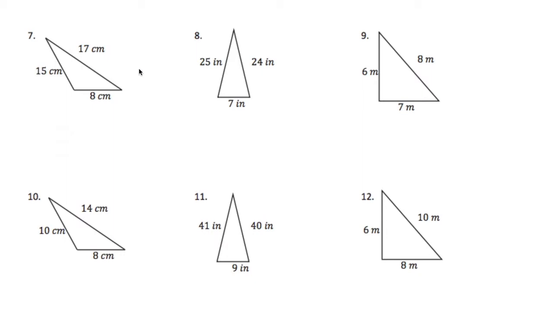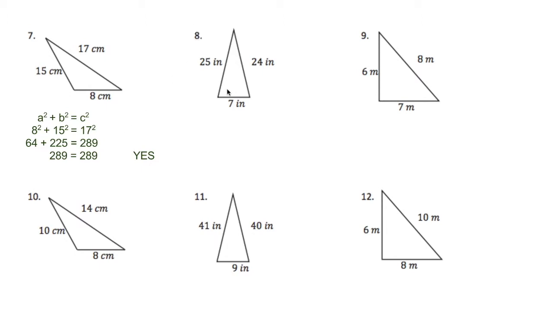And this is what it looks like on number 7. You have A squared plus B squared equals C squared. We substitute those numbers in for their variables, and this is where that perfect squares list comes in handy. So we get 64 plus 225 equals 289, and that is a true statement. So even though this does not look like a right triangle, it is one, based solely on the side lengths.